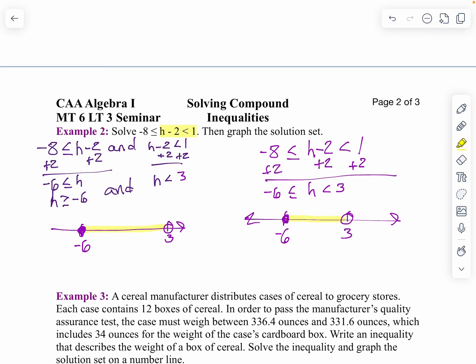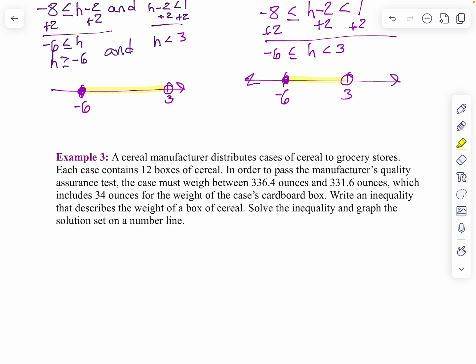Now let's apply that to an application problem. A cereal manufacturer distributes cases of cereal to a grocery store. Each case contains 12 boxes of cereal. I think that's important. I'm going to highlight that. In order to pass the manufacturer's quality assurance test, it's got to be between 336.4 ounces and 331.6 ounces. So 336.4 must be the biggest, 331.6 must be the smallest, which includes 34 ounces for the weight of the box. We have to include the box in there.